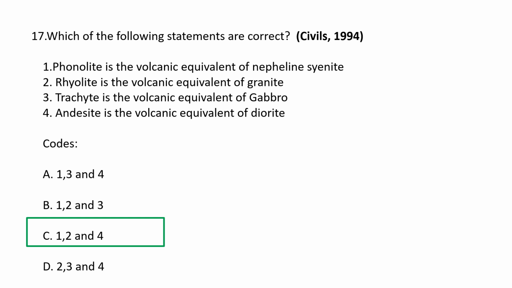1, 2 and 4. Because phonolite is the volcanic equivalent of nepheline syenite, this is correct. And 2. Rhyolite is the volcanic equivalent of granite, it's also correct. And andesite is the volcanic equivalent of diorite, this is also correct. But trachyte is the volcanic equivalent of gabbro? Actually, trachyte is the volcanic equivalent of syenite. So here we have to select the correct statements like 1, 2 and 4. So that's why C is the correct answer.